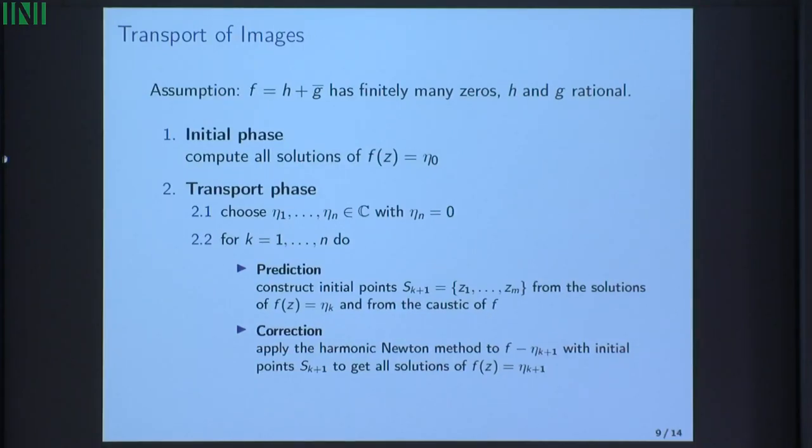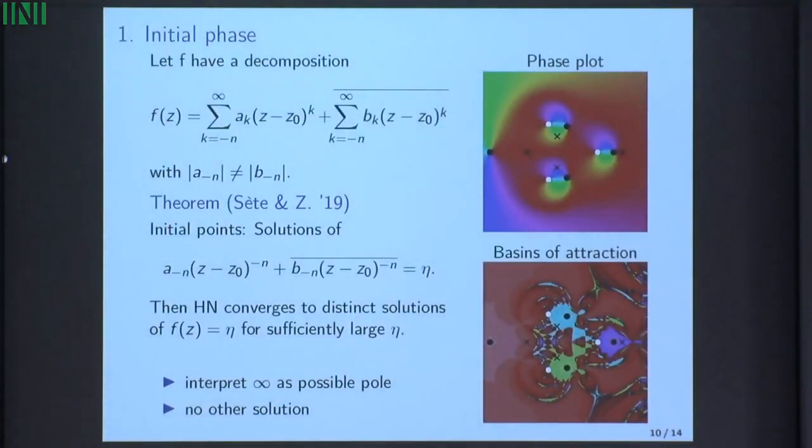So then we have to add additional initial points or remove some initial points. If we have first 2 solutions and then afterwards 4, then I have to put 2 new initial points in. Okay, and I will now explain how to realize all these points: how to realize the initial phase, how to choose the etas, and how to do the prediction.